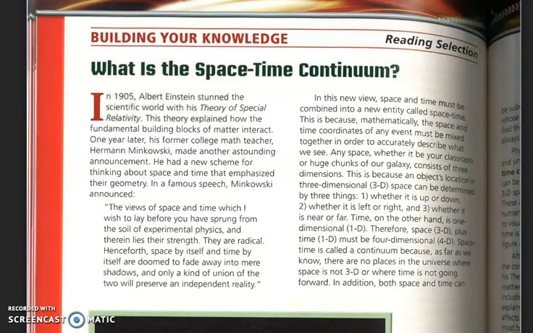This is because, mathematically, the space and time coordinates of any event must be mixed together in order to accurately describe what we see. Any space, whether it be your classroom or huge chunks of our galaxy, consists of 3 dimensions. This is because an object's location in 3-dimensional or 3D space can be determined by 3 things. 1, whether it is up or down. 2, whether it is left or right. And 3, whether it is near or far.